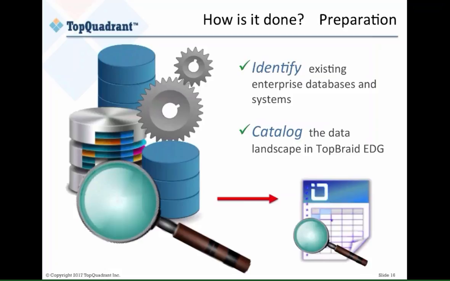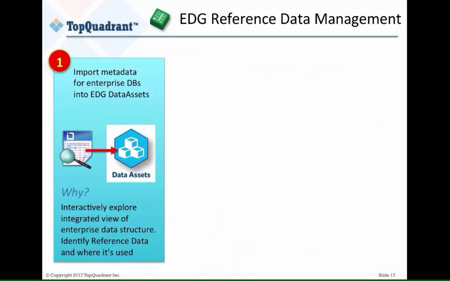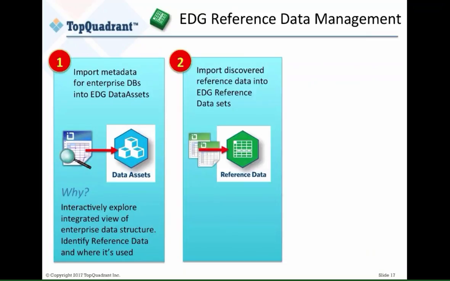So what does this look like? First step is to actually look out at the organization and identify existing enterprise databases and systems, and then we'll be using EDG to create a catalog of those. What's that look like? Well, it looks like importing metadata about these enterprise databases into an EDG data asset. Why do we want to do that? Because it allows us to interactively explore an integrated view of enterprise data structure. This is good because it allows us to actually identify the kinds of things that might be reference data and where it's used. Having done that, we can import the discovered reference data into EDG reference data sets, and this allows us to actually manage and control and govern and centralize the distribution of this information.